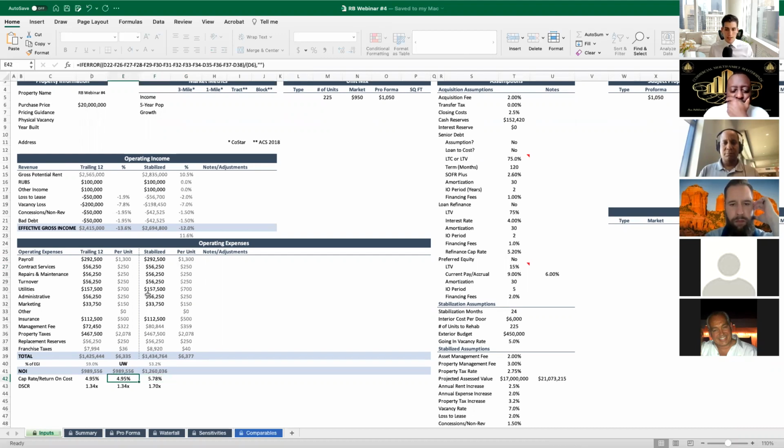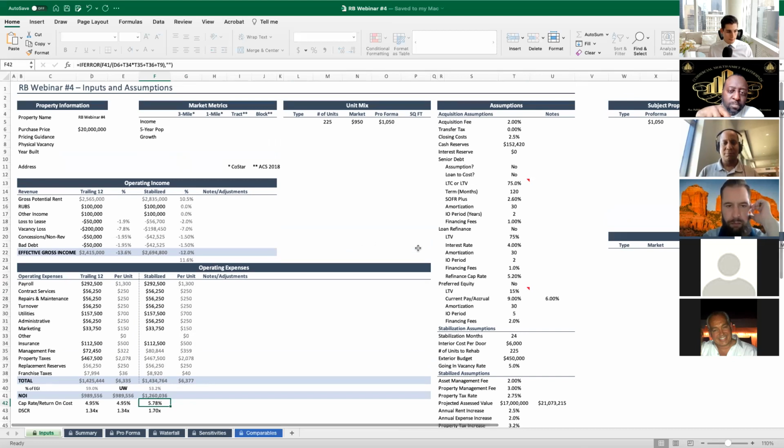So with that nice nearly 5 cap going in, the return on cost is 5.78, which is pretty attractive given this risk profile. And if you don't know what return on cost is, it's super important, and I highly recommend you look it up. I've got some articles on our website about it, and you can also check out my book on Amazon, which will tell you everything you need to know. So that's the business plan.